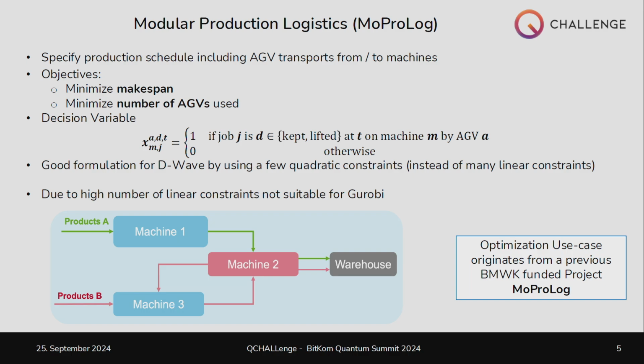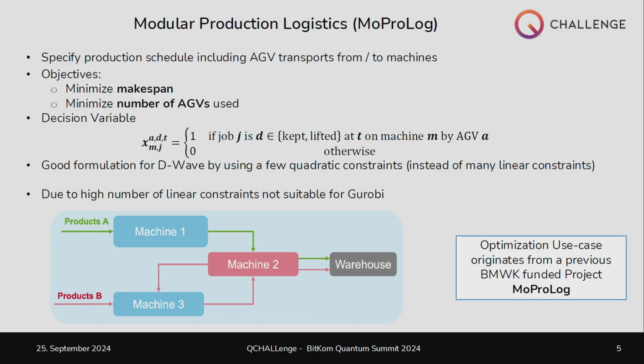HEVs are small autonomous cars bringing products from one machine to another or to the warehouse. The objective is to minimize the makespan or minimize the number of HEVs. In this special use case, we have two products, product A and product B. Product A needs machine 1 first, then machine 2, and then it's finished. Product B goes machine 3, 2, 3, 2, and then it's finished. You have to transport the goods to the machine, and you can then transport the goods from machine 1 to 2, for example, or to the warehouse, and then from the warehouse to the machine.